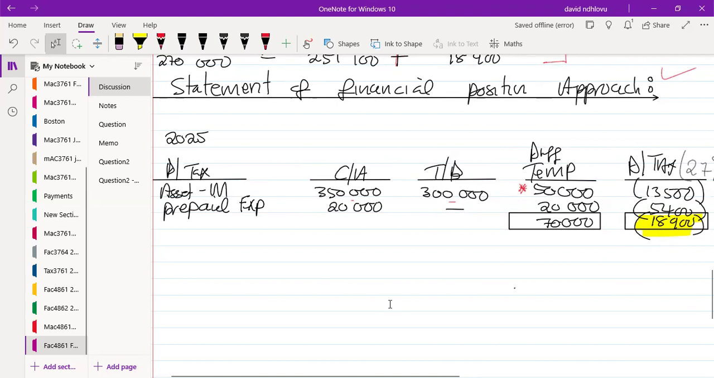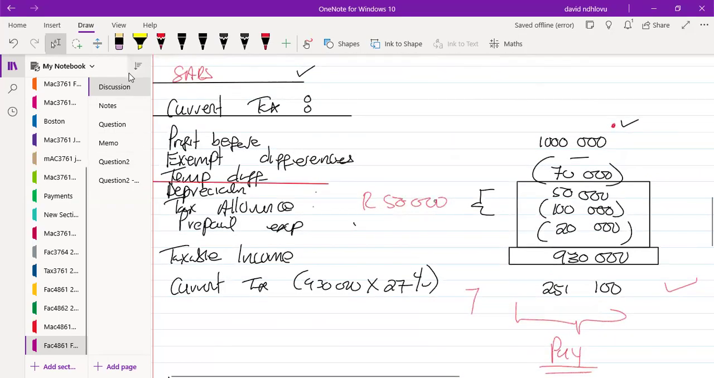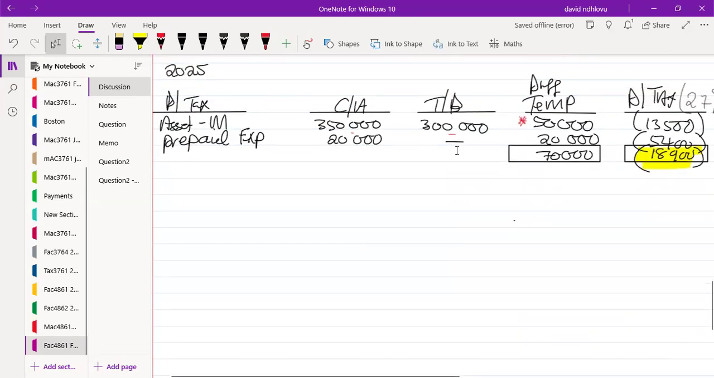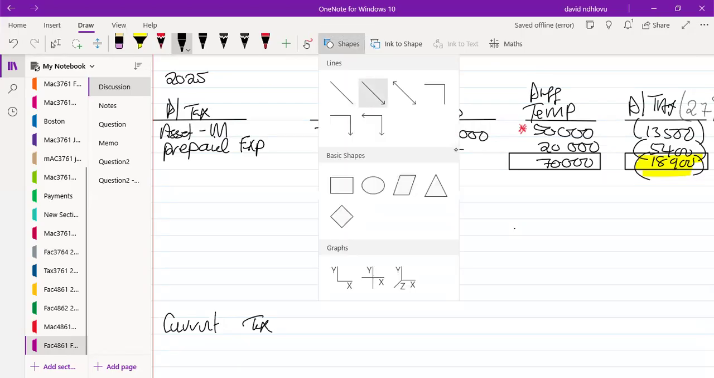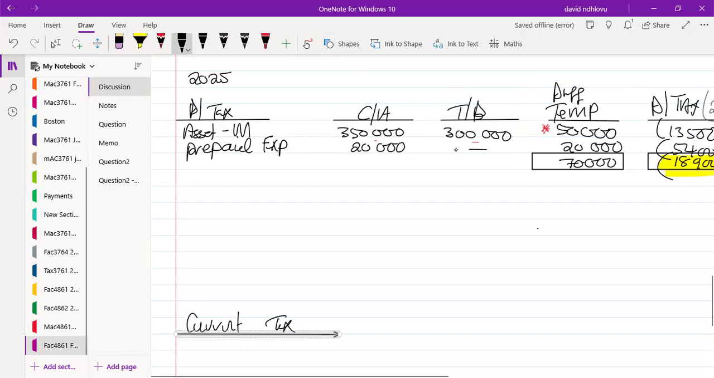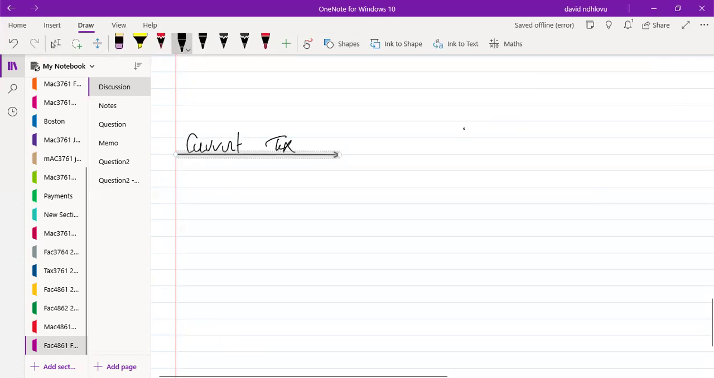Once you have that, usually your questions will then say calculate current tax. Right, so they will require you to make a calculation of this year. So if you have the statement of financial position and you want the current tax, this is how you calculate it. Right, so there will be a slight difference in terms of how we calculate the current tax. We will still start with the profit before tax. Profit before tax. Right, so profit before tax amount.